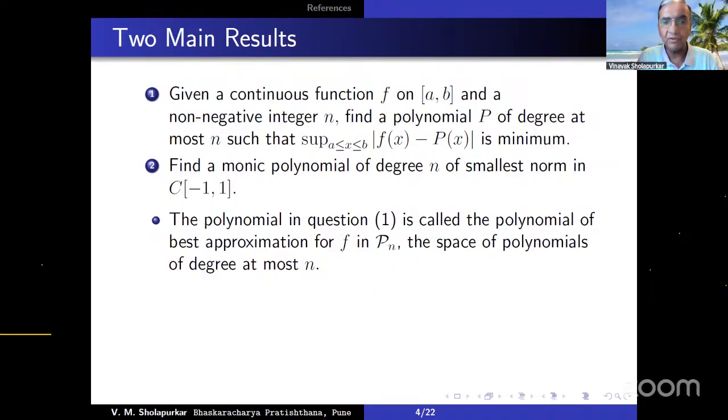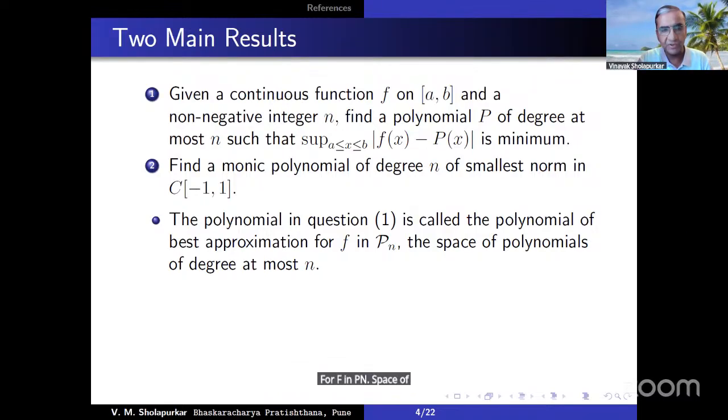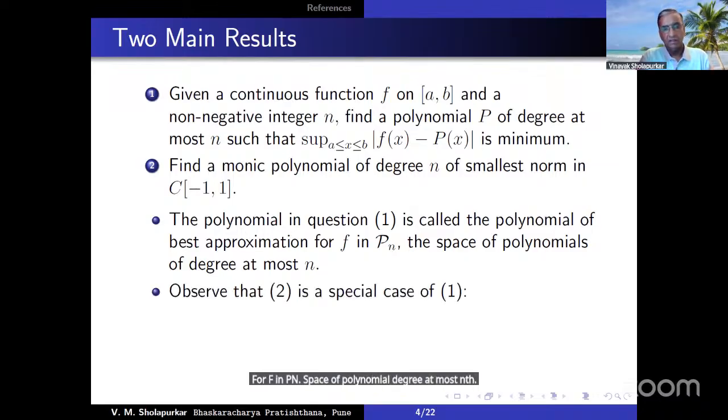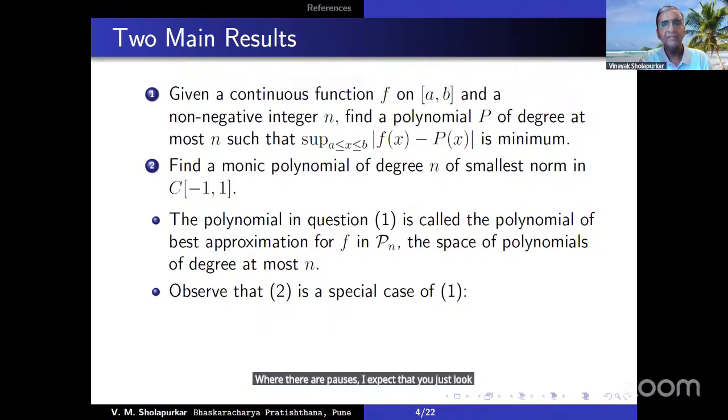The polynomial in question 1 is called the polynomial of best approximation for f in Pn, the space of polynomials of degree at most n. Observe that 2 is a special case of 1. I will give you a minute to think on this. Wherever there are pauses, I expect that you just look at it. So how is 2 a special case of 1?